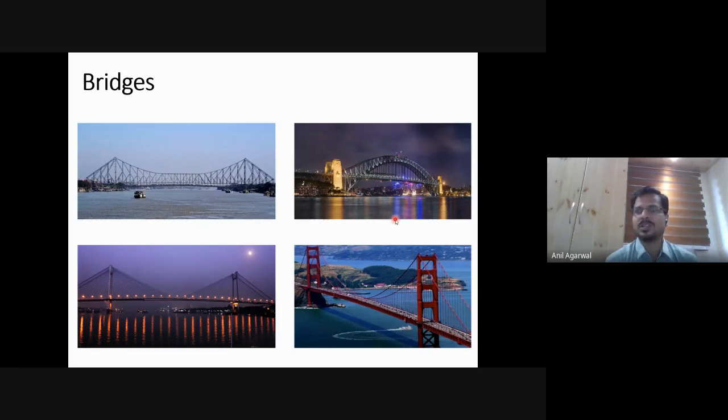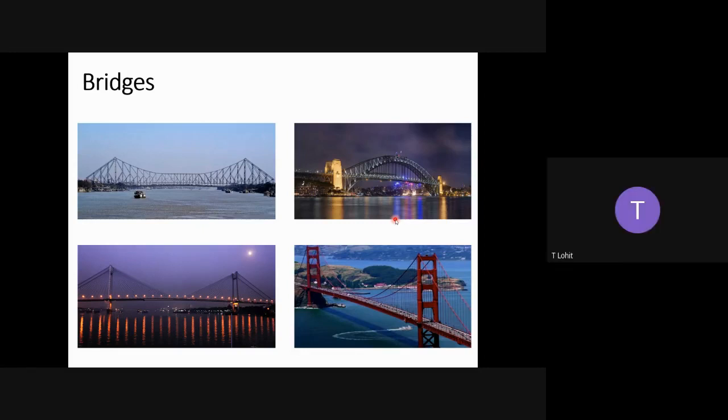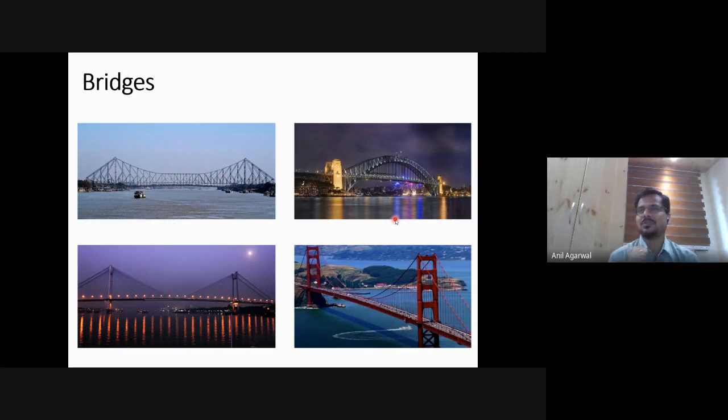Has anybody watched that movie, Dil Chahta Hai? No? Okay. Yes, there was a very nice shoot of this bridge around the Opera House. Yes, this is called Sydney Harbour Bridge. Okay, this one is another one in Kolkata.